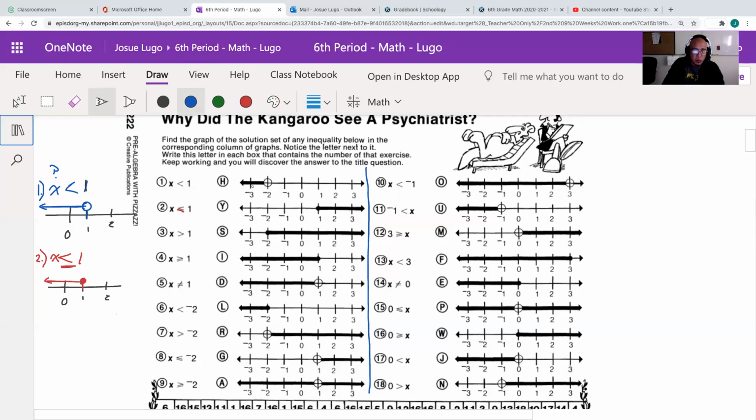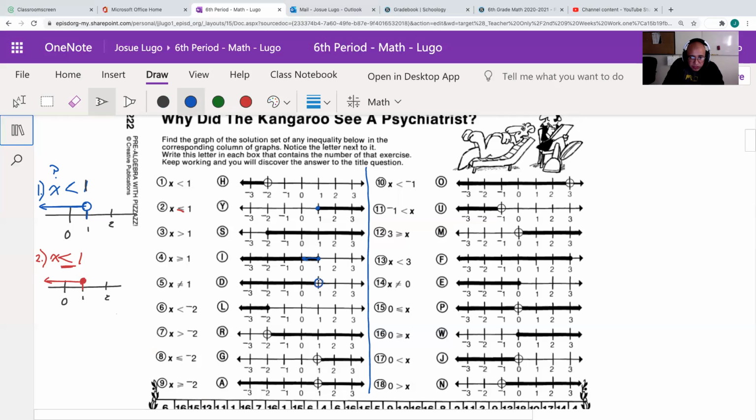I'm going to focus on number 1. So here I'm going to look at all the number 1s. And we're looking for the one with an open circle on number 1 and then everything shaded to the left of that. Okay, so here it's at number 1, but it's a closed circle. That's not what I'm looking for. Here again, it's starting on number 1 and it is going in the right direction, but it is closed again. That is not what I'm looking for.